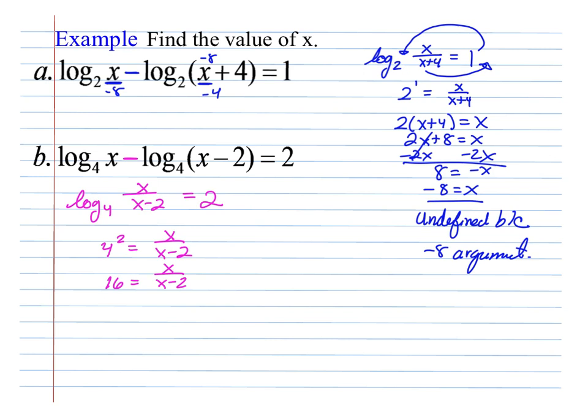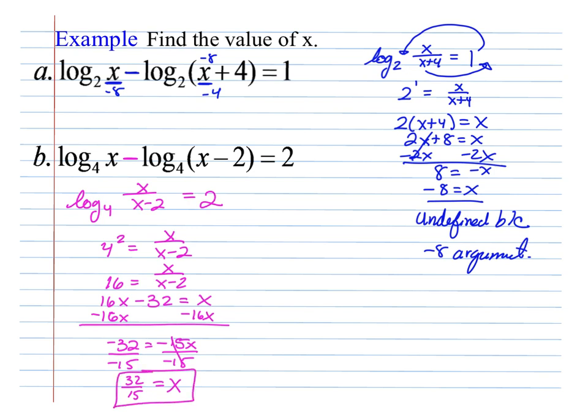We cross multiply, and we're going to get 16x minus 32 is equal to x, because I just cross multiplied. Subtract the 16x from both sides. We're going to have -32 is equal to -15x. Divide both sides by -15, and we get that x is going to be 32 over 15. So since it's positive, that's my answer. We don't have a negative argument.